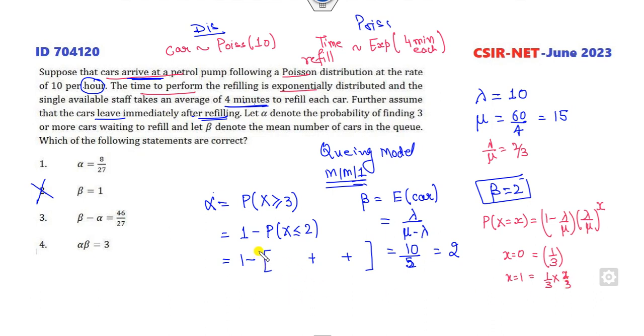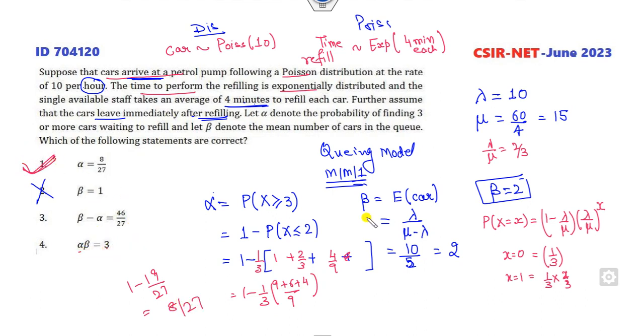So the answer is, I can take 1 over 3 as common: 1 plus 2 over 3 plus 4 over 9. So you can see 1 over 3, 9 is the LCM: 9 plus 6 plus 4, so 19. 1 minus 19 over 27, so 8 over 27 is the right answer.